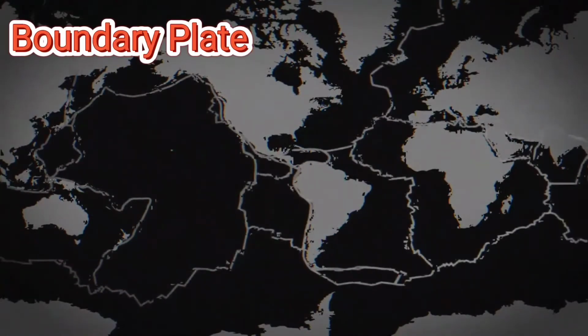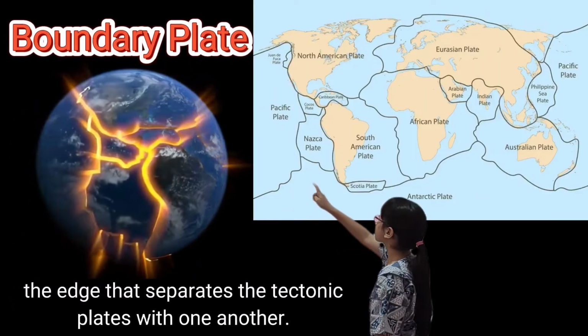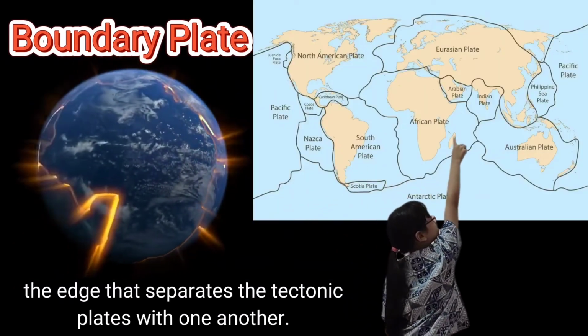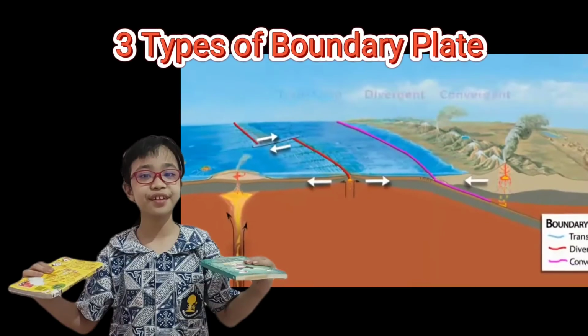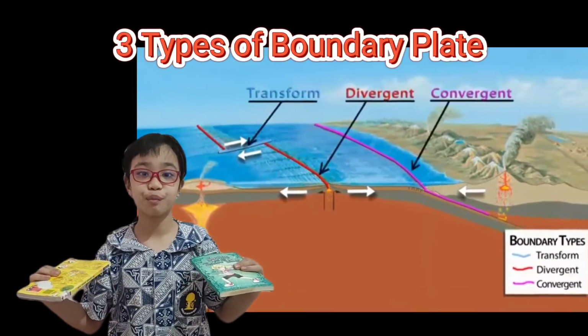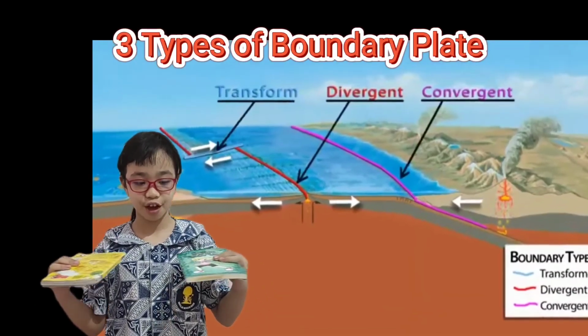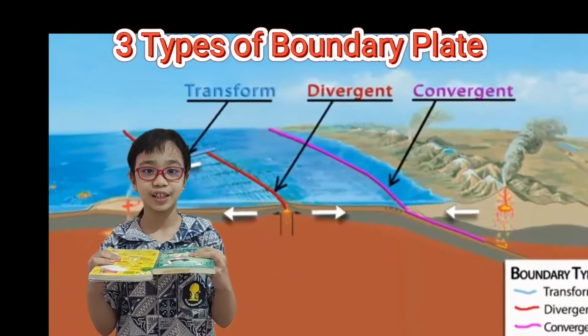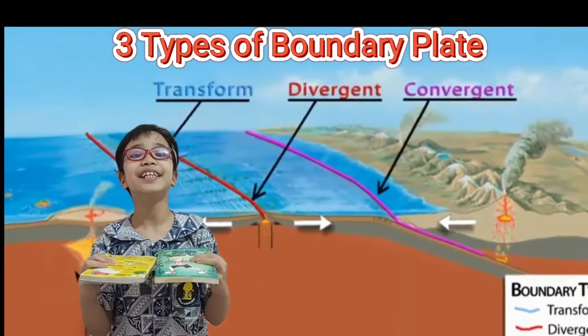Boundary plate is the edge that separates the tectonic plates with one another. There are 3 types of boundary plates: convergent, transform, and divergent.